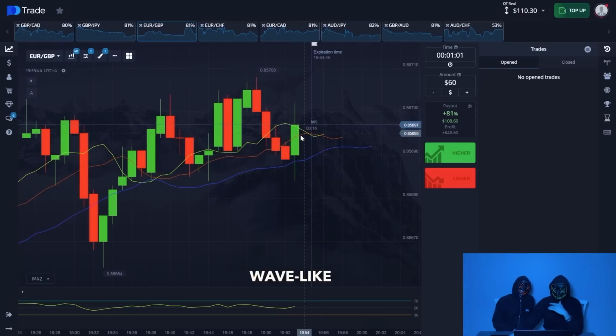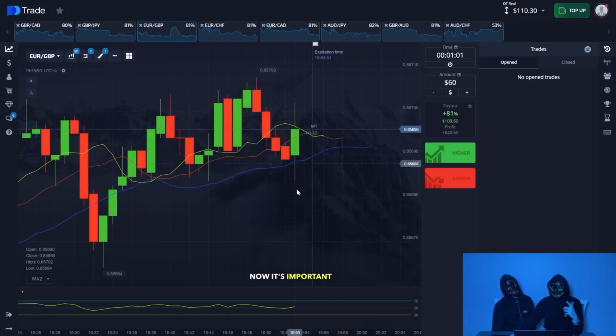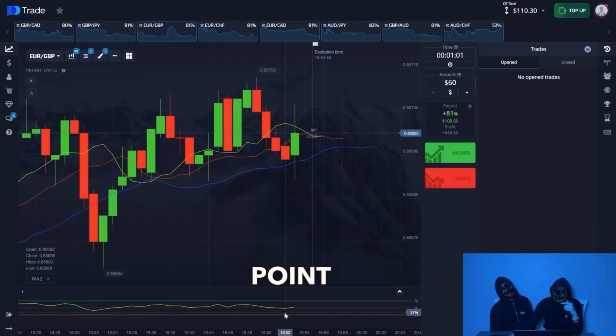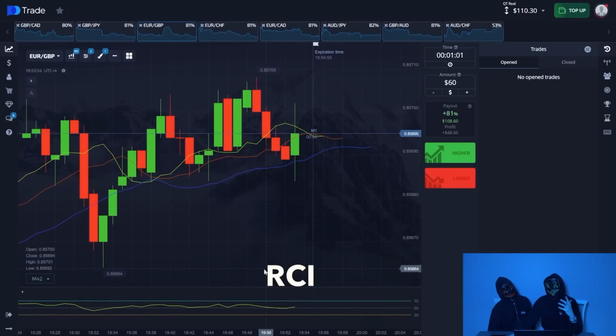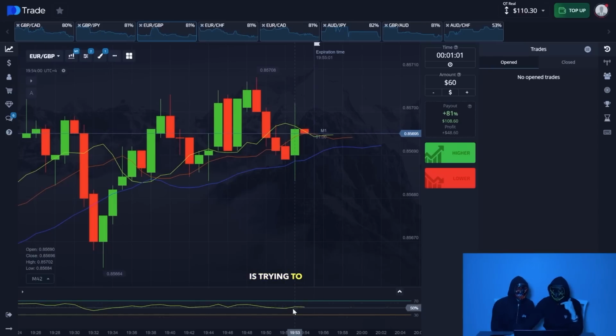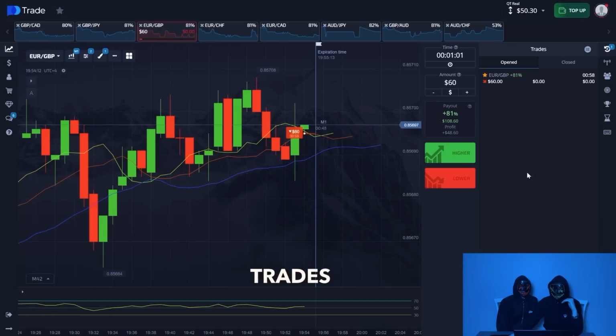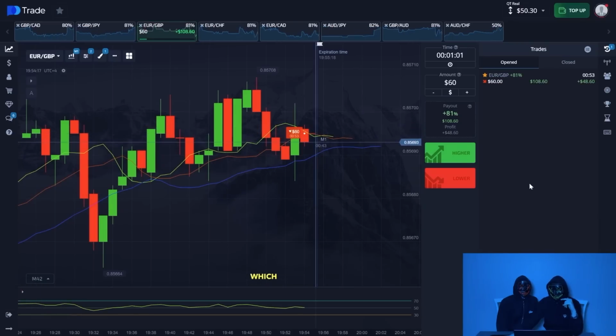It has a wave-like texture. At this moment, it is likely to turn around at some point. Now it's important to us to guess this certain point. We see the RCI indicator comes to our aid. We see that at the moment, our chart is trying to cross the moving average. At such moments, it's necessary to definitely open trades in the downward direction, which we're doing now.